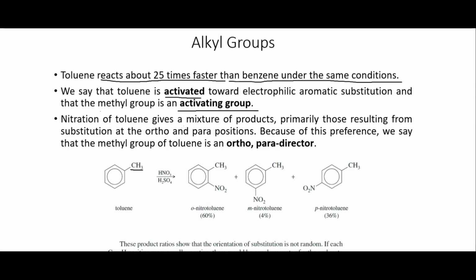Nitration of toluene gives a mixture of products, primarily those resulting from substitution at the ortho and para positions. Because of this preference, we say that the methyl group of toluene is an ortho para director. So we see that we get 60% of ortho and 36% of the para, where we only get 4% of the meta in this case.